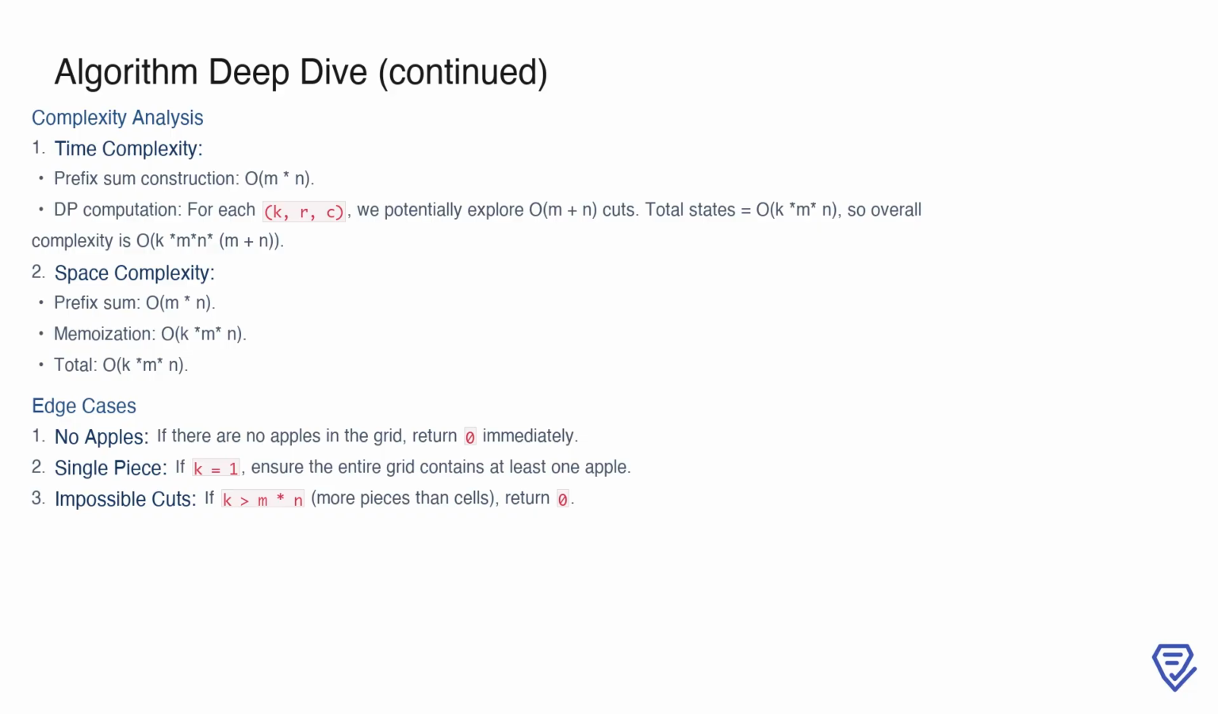For space complexity, the prefix sum array takes O(m*n), while the memoized DP table requires O(k*m*n), making the total space complexity O(k*m*n).